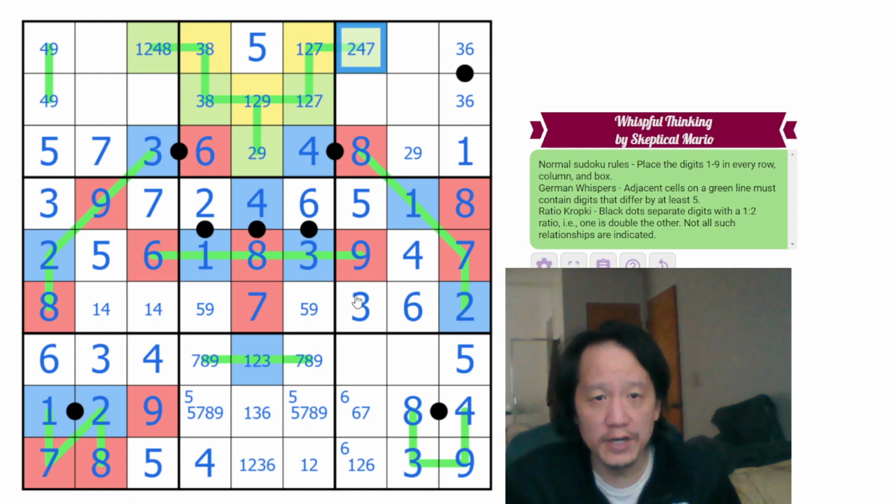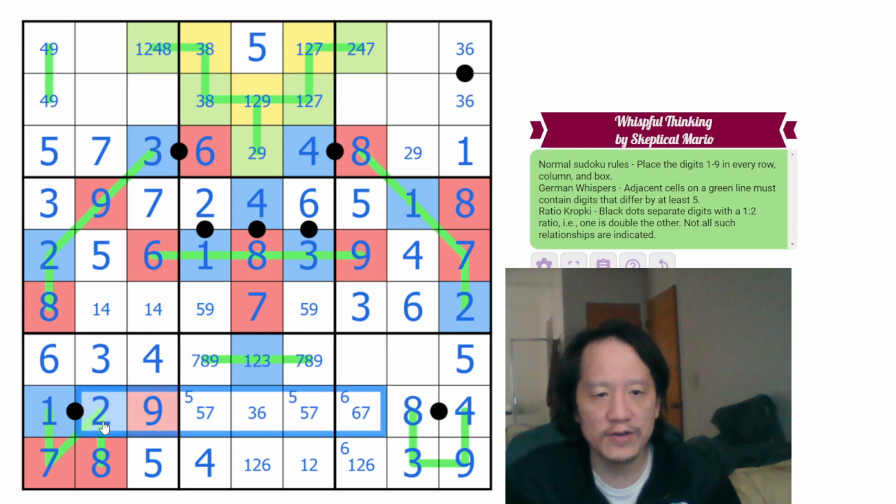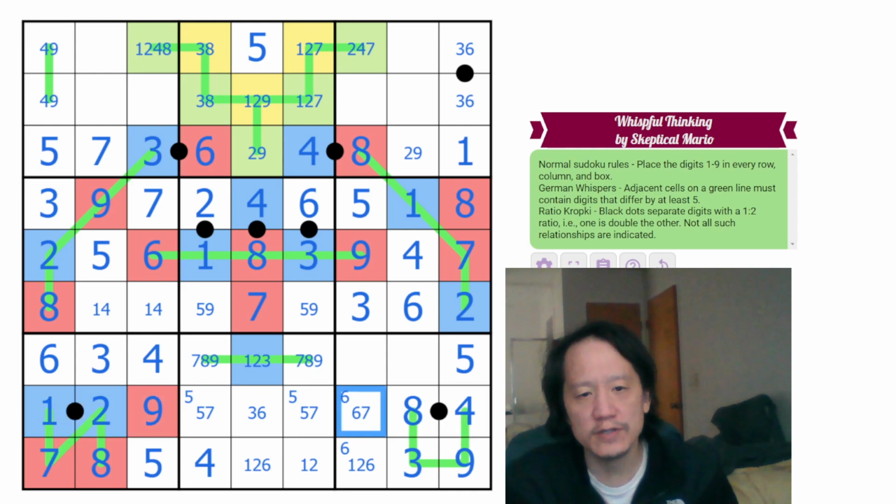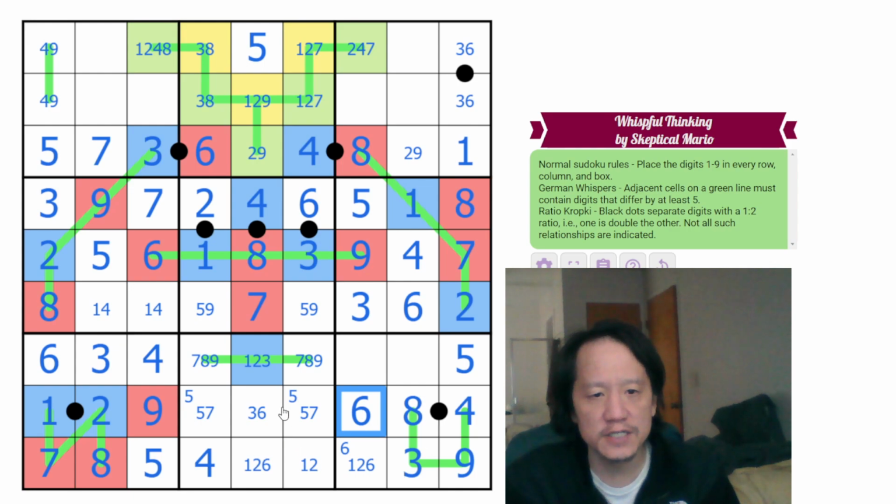This can't be 1 anymore. This can't be 3. 9 cannot be here. 8 cannot be here. Therefore, this is a 5-7-5-7 pair. This can't be 1. Therefore, a 5-7-5-7 pair in row 8 means there's no 5 or 7 in the rest of the row. Therefore, this is a 6, which means this can't be 6, so this is a 3.